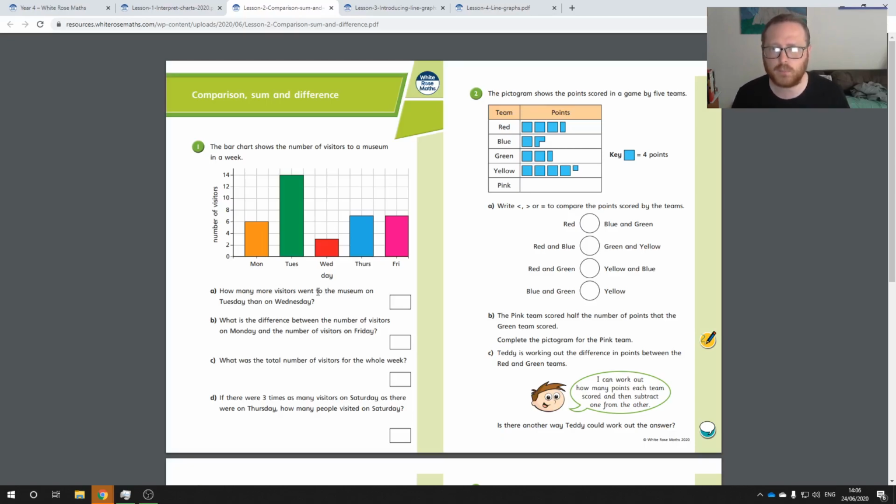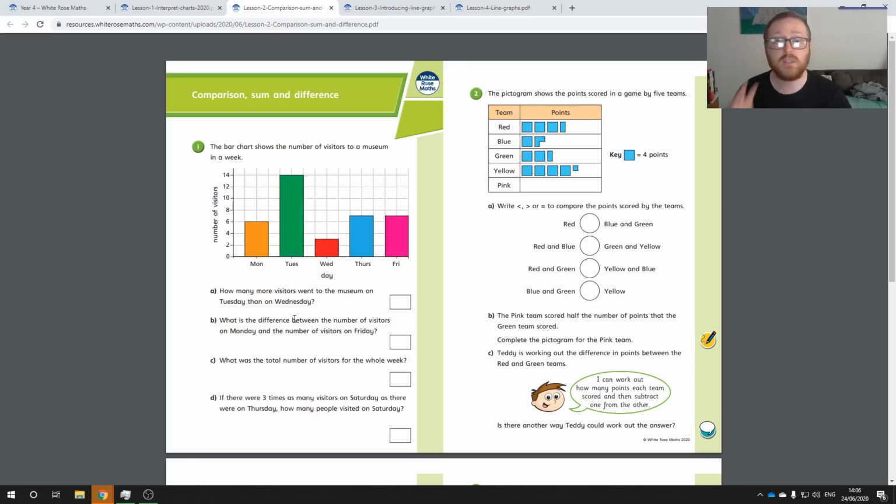So how many more visitors went to the museum on Tuesday than on Wednesday? Well, here's Tuesday, here's Wednesday. So on Wednesday there were 3, and on Tuesday there were 14. So how many more means, how many do I have to add to 3 to get to 14? Or you could do a find the difference, 14 take away 3, and that will give you this gap here. Okay, so you're basically looking for how much is this gap worth.